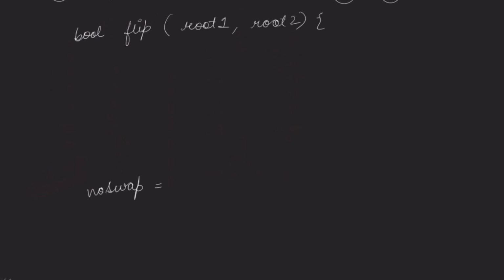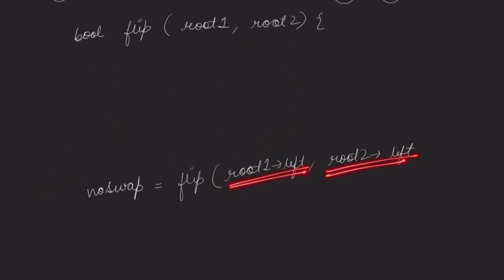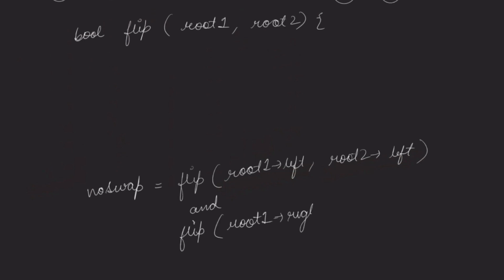This is the case when we are not swapping. So when you are not swapping, at that time what will you do? You will do flip, and in this you will pass root 1's left and root 2's left, right? Because we are comparing the left subtree of the first binary tree with the left subtree of the second binary tree, because we are not swapping, right? And another thing that we need to check is that we'll call flip, root 1's right should be flip equivalent to root 2's right. So this is the case when we are not swapping.